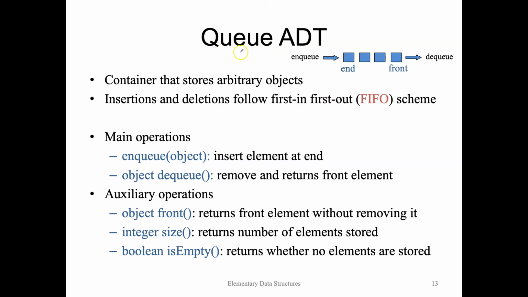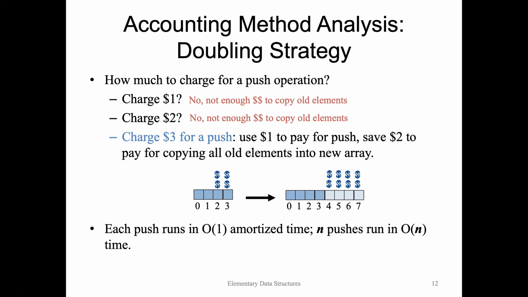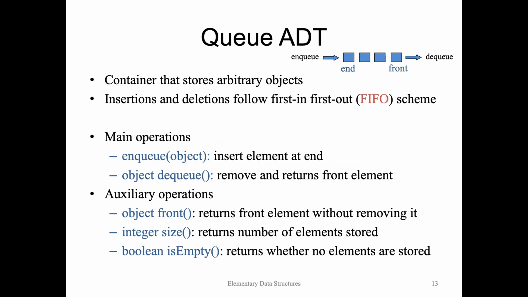A queue is an arbitrary container which can store any objects, but it follows the first in, first out scheme. You can think of this as a queue of people, a line of people at the DMV, for example. When a person arrives, they are enqueued, inserted at the end of the line. And when a person is served, they're dequeued, removed from the front of the line. So this is the first in, first out scheme.